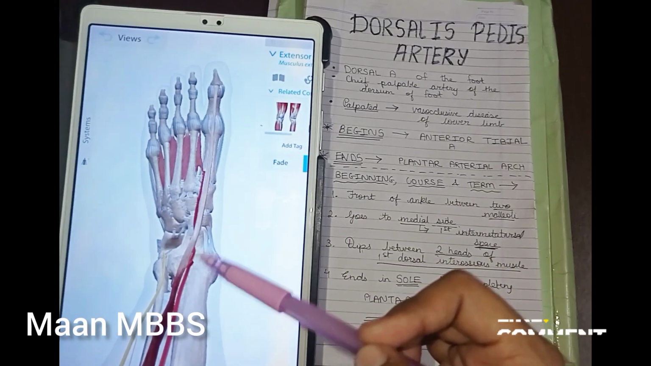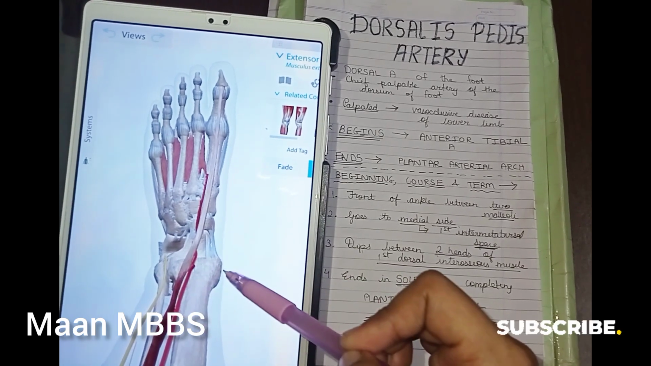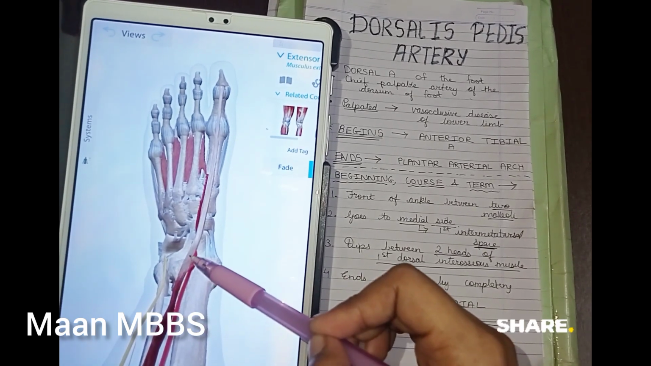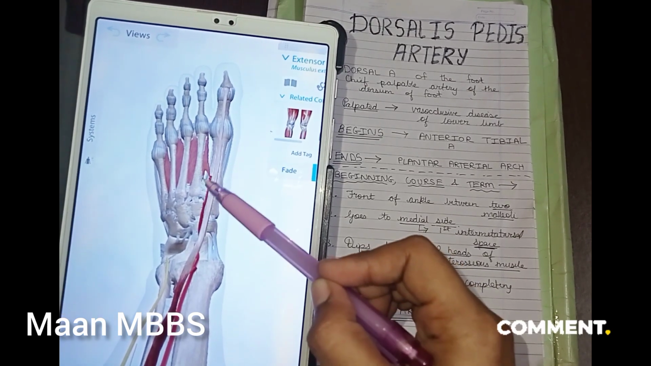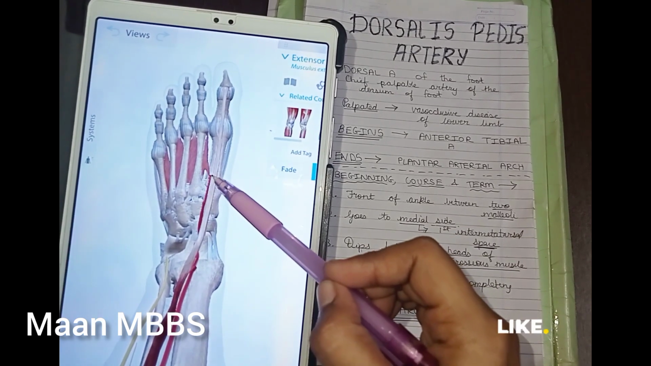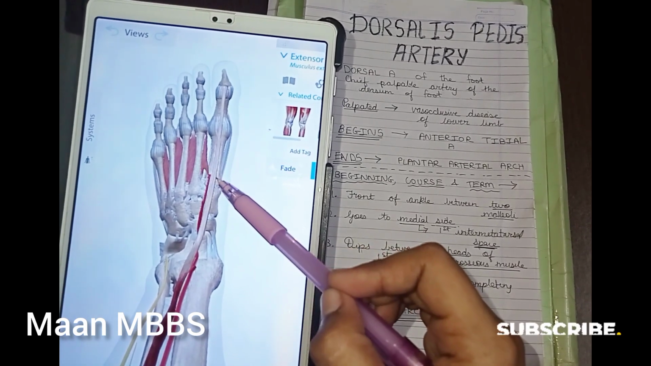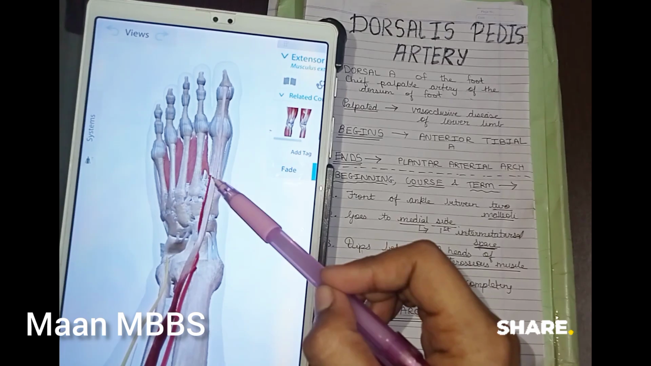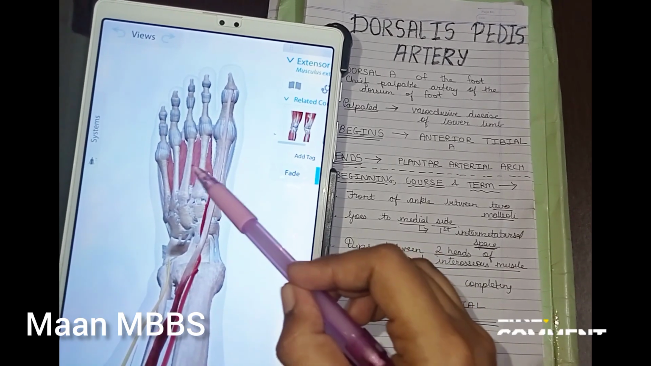Once again, it is a continuation of the anterior tibial artery where the two malleoli are, then goes to the medial side, then goes into the first interosseous space, dips between the heads of the first interosseous muscle and then completes the deep plantar arterial arch.